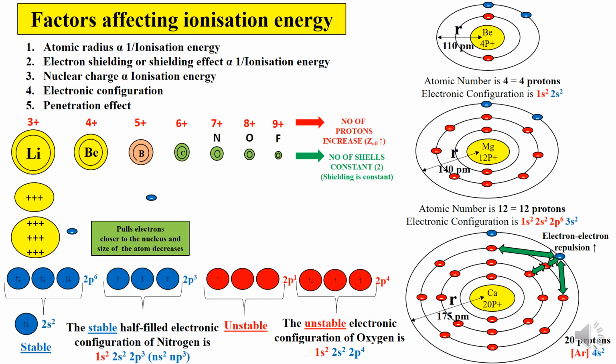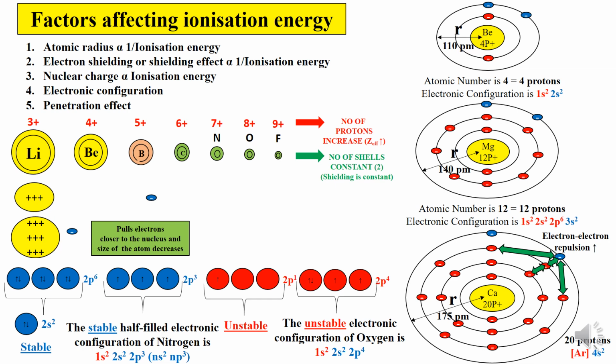For example, you can see the stable half filled electronic configuration of nitrogen. It is 1s2, 2s2, 2p3. So the p orbital contains 3 electrons, 1 electron in each 2p orbital. So the general formula will be ns2, np3. Atoms with this general formula ns2, np3 will always be stable because of their half filled electronic configuration. And even the atoms with the fully filled electronic configuration will also be stable.